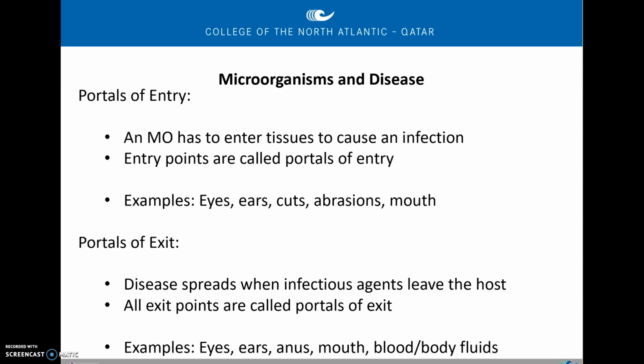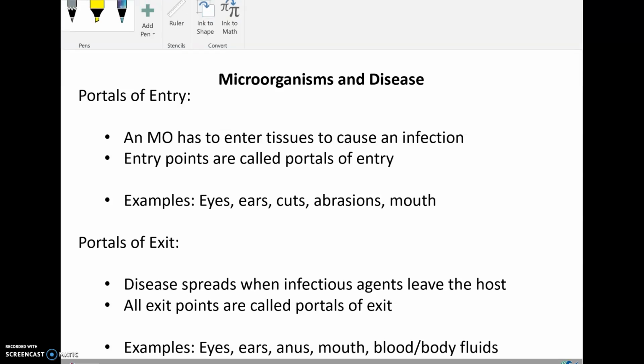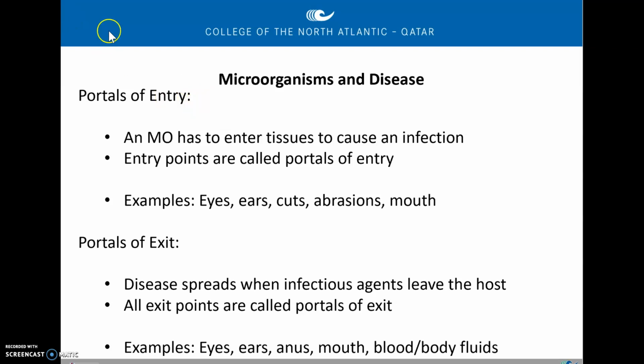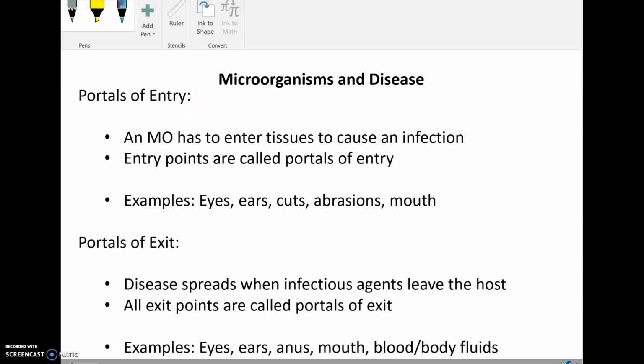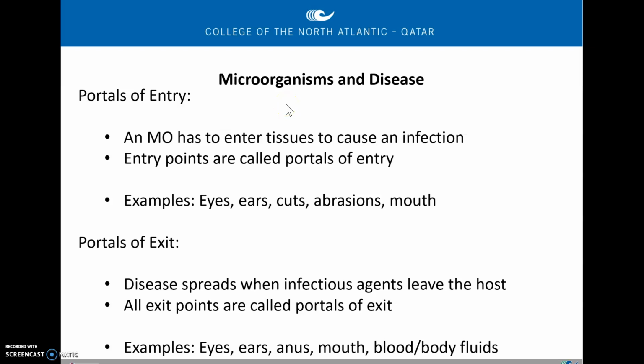We left off talking about reservoirs. We talked about living and non-living reservoirs. And now we need to talk about the next step in an infection, which would be the portals of entry and portals of exit. In order for a pathogen to get in and cause disease in our body, it needs a portal of entry. It needs to find a way into the body. So the way that the organism's pathogens get into the body is the portal of entry. Examples of a portal of entry are eyes, ears, cuts, abrasions, your mouth.